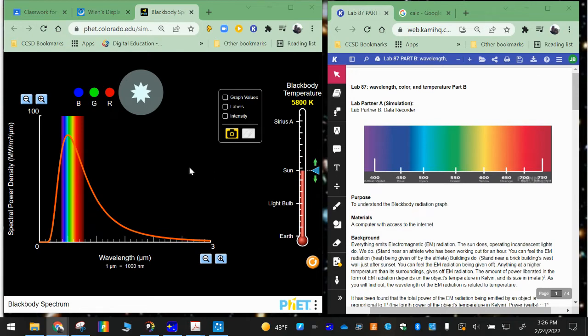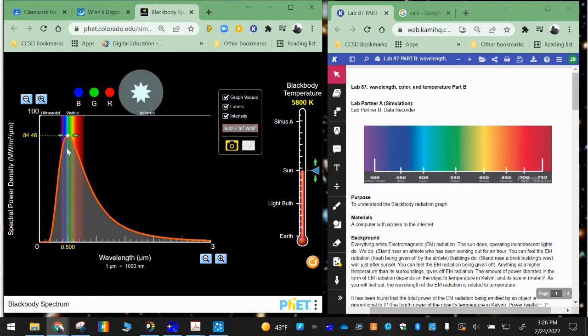When you open up the simulation, it defaults to this spot right here. What you want to do is click on the graph values, click on the labels here, and also intensity over here as well. Let me see, delete that. Actually, we do want to do intensity because it gives us the ruler that comes down and tells us what the value is.